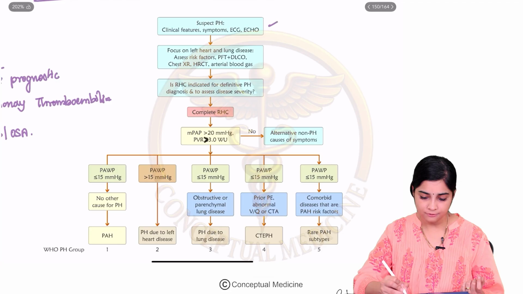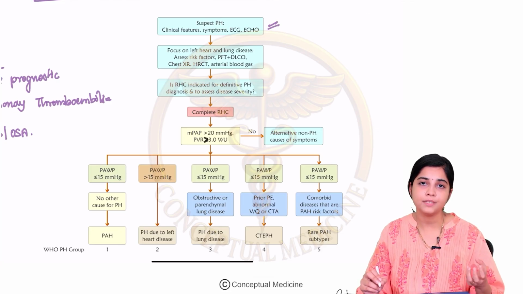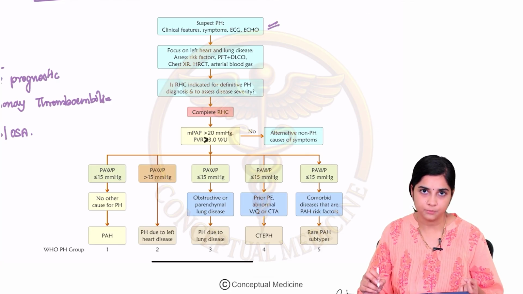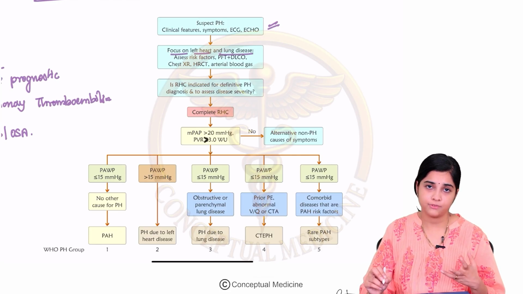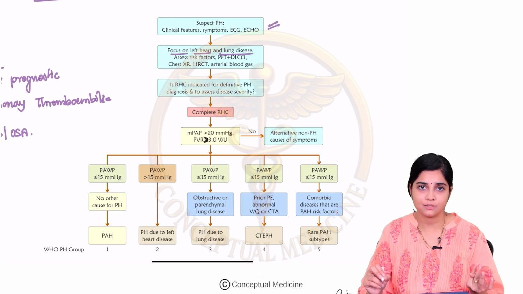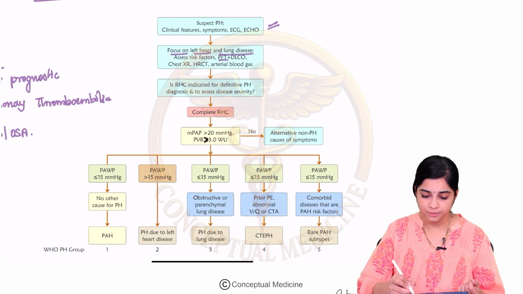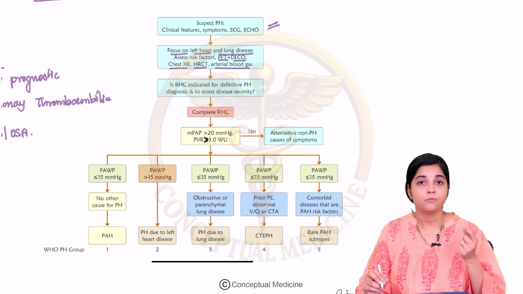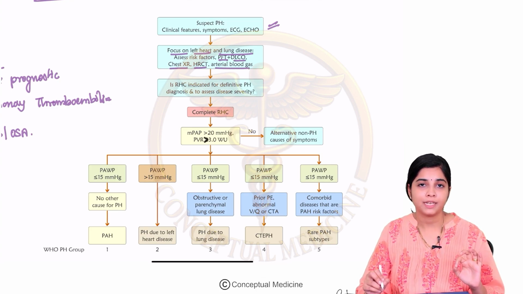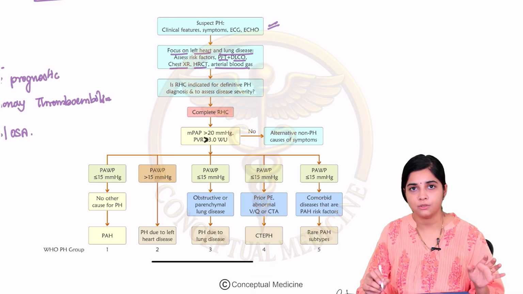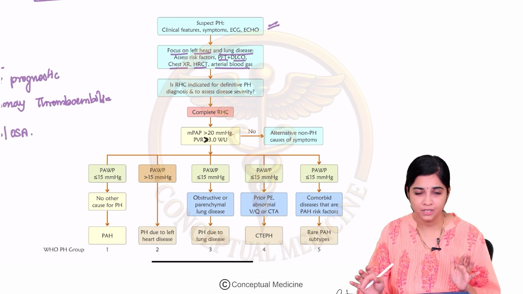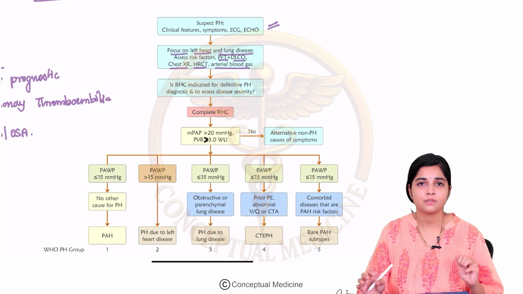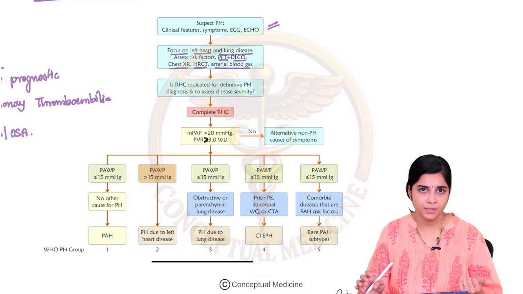So first, if you suspect PAH, you look at the symptoms, you look at the ECG, you look at the echo. Then your predominant focus should be on left heart and lung disease. You assess for risk factors: is this because of a left heart disorder, is this because of a lung disease? You do a PFT, DLCO, chest X-ray, HRCT, ABG. So whenever you diagnose pulmonary hypertension, especially after the advent of echocardiography, you do not have to right away jump into a right heart catheterization.